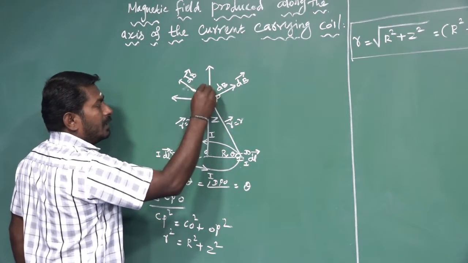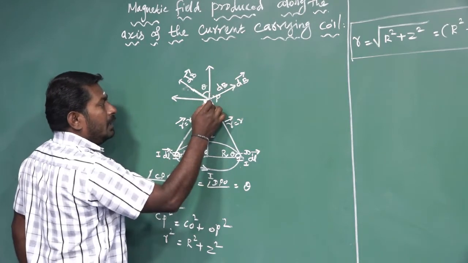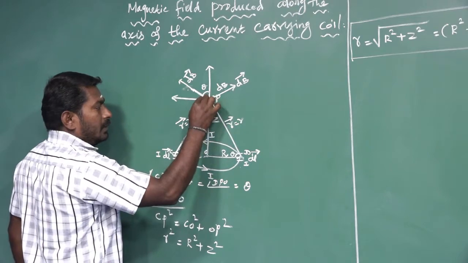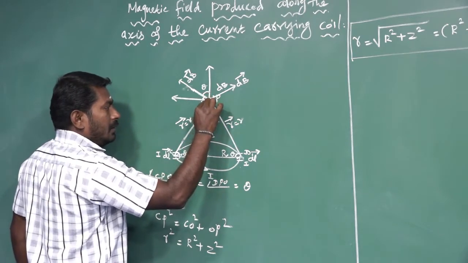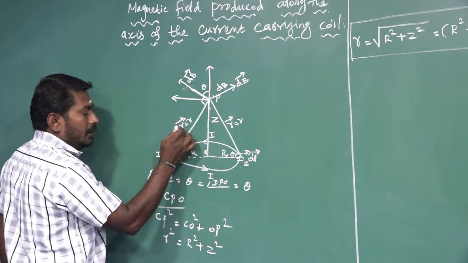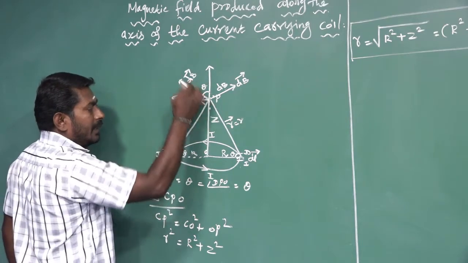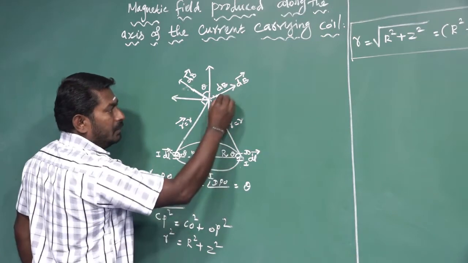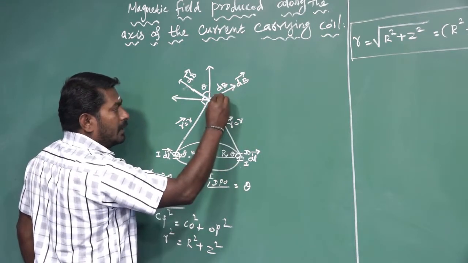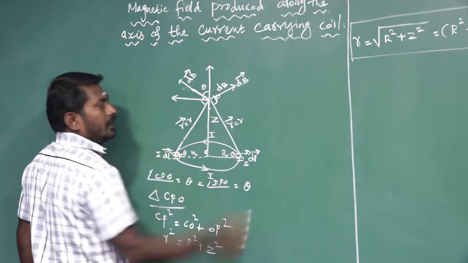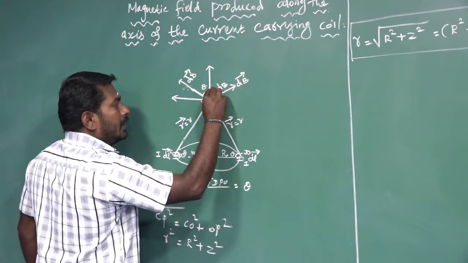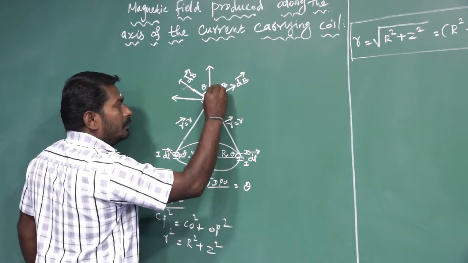The dB vector makes the theta angle with this vertical. In this angle 90, because that R vector and the dB vector act at right angles to each other. And also the diametrically opposite element's dB vector and R vector make right angles to each other. And also the dB vector makes the theta angle with this vertical.